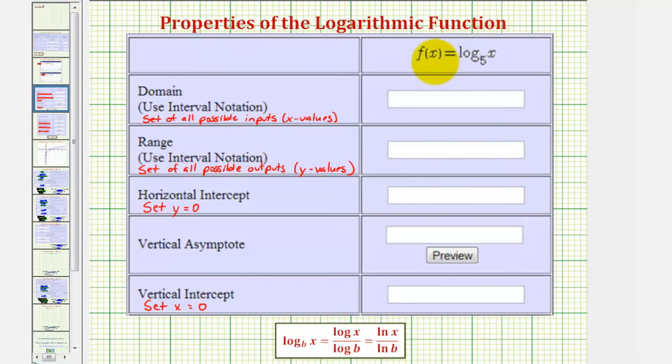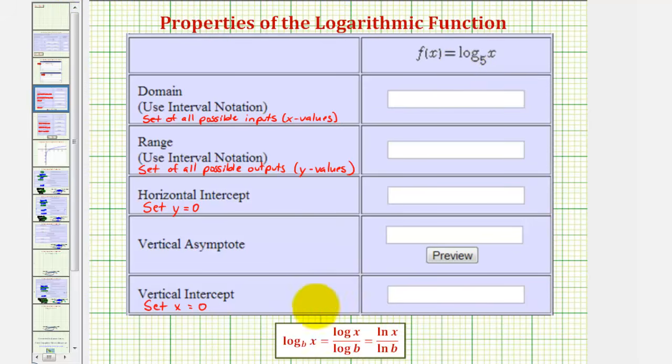We're given the logarithmic function f of x equals log base 5 of x and asked a variety of questions about the properties and characteristics of the function. Before we answer the questions though, let's graph this function and also write the log equation in exponential form.